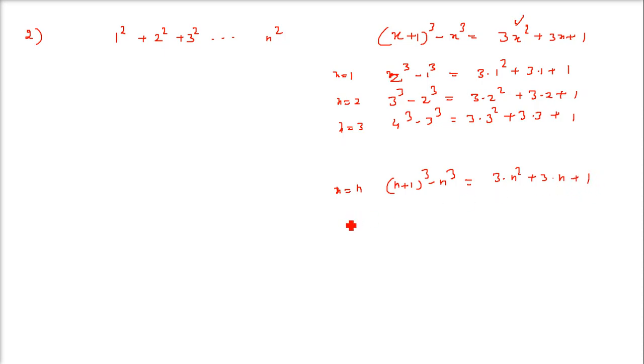Now let us add this column wise. That is, we are adding it column wise. If you add this one and this one, what do you get? See, this 2 cube gets cancelled, 3 cube gets cancelled. So here it would be n cube minus n minus 1 whole cube for x equals n minus 1, right? So this also gets cancelled, this gets cancelled, and this would have been cancelled by the previous one. Finally what we get? We get n plus 1 whole cube only, and this minus 1 cube.